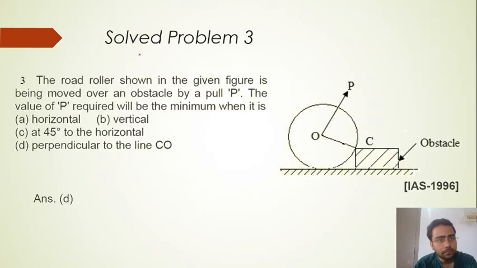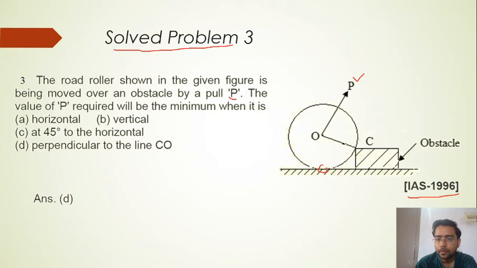Now let us see the final problem, from IAS 1996, and it is a very interesting and very easy problem. So I will just read it out. The road roller shown in the given figure is being moved over an obstacle by a pull P. So this is the pull P. The value of P required will be minimum when it is, so what they want is that this roller should be moved over this obstacle.